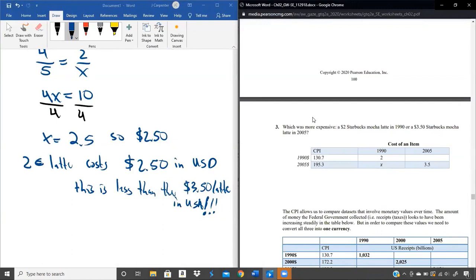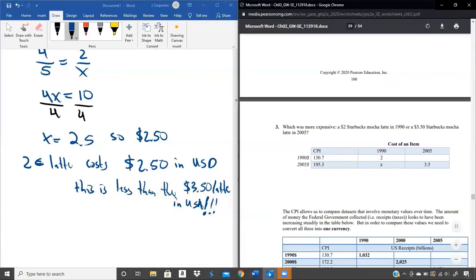So is it cheaper for you to be drinking lattes in the past? Well, I guess 2005 is in the present. The way back past of 1990 or the slight past of 2005. So, well, that's a $2 latte in $1990. See, everything's well labeled, $1990, $2005, the price in 1990, the price in 2005. We have the CPI values that you are not memorizing. I do not memorize them. I would look them up on a table.